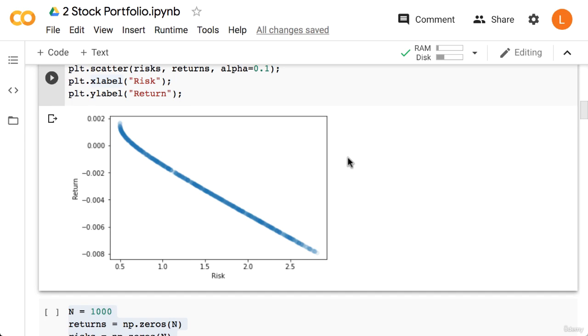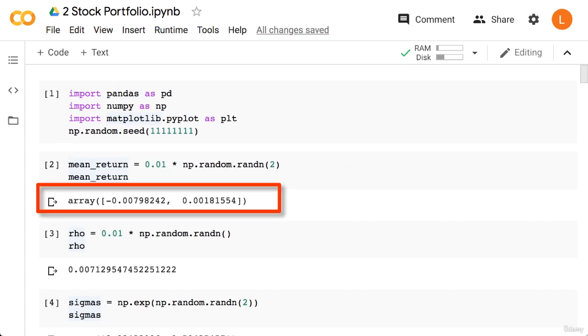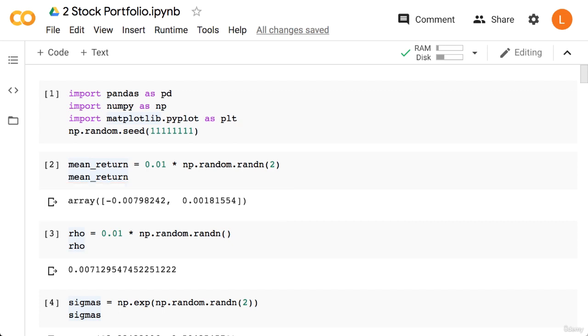Well, let's go back up and look at what the returns actually are. So we see that the return of the first asset is about negative 0.008. The return for the second asset is about positive 0.002. Notice how the return of the first asset is much larger than the second. Therefore, we can expect that most positively weighted portfolios with these two assets will have negative return. Okay, so let's scroll back down to our plot.